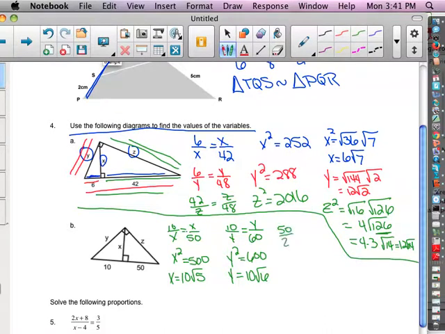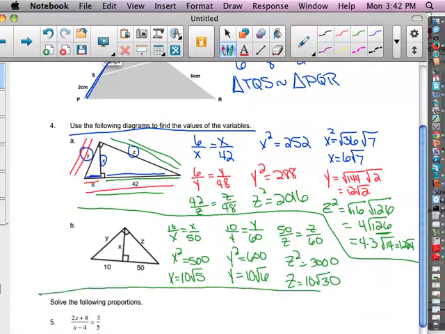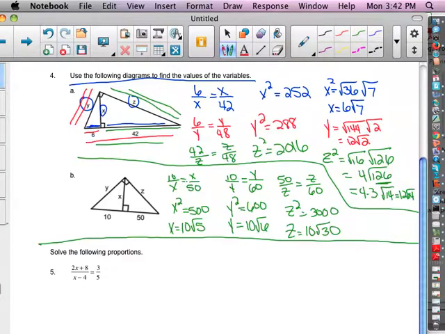50 is to z as z is to 60. So z squared equals 3,000. And that is actually also divisible by 100. So that z is going to be 10 square root of 30. Okay? So you should know how to find those geometric means when you're given a triangle.